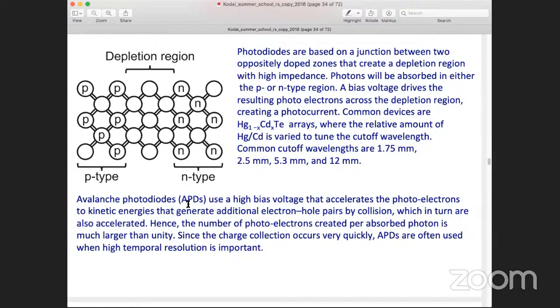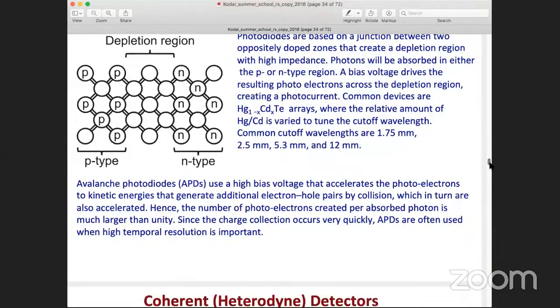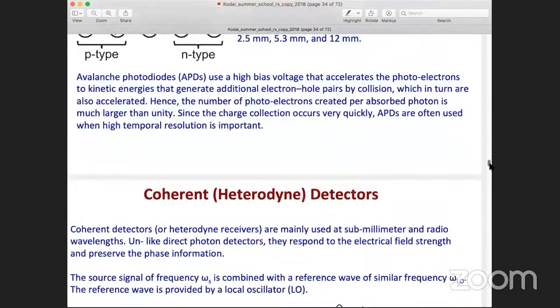And then we also have avalanche photodiodes. If you have an application where you have to read out quickly, it's better to go for photodiodes, which have very fast readouts. Where you need high temporal resolution, we can use avalanche photodiodes. This is also used in some applications in adaptive optics. I will come to it later.